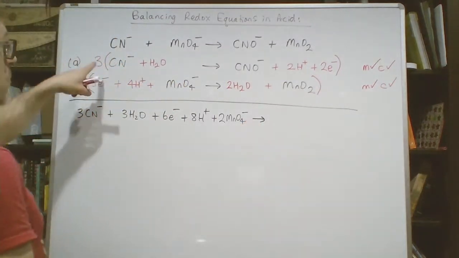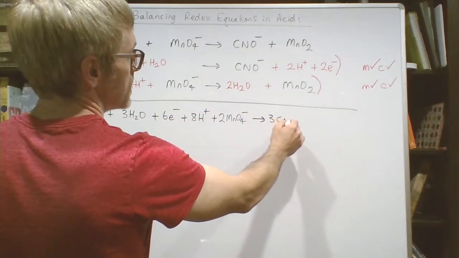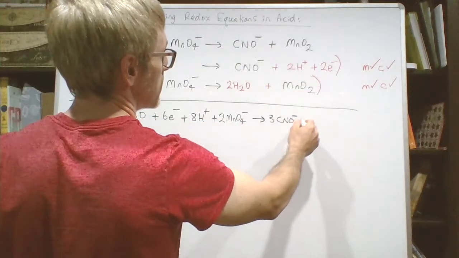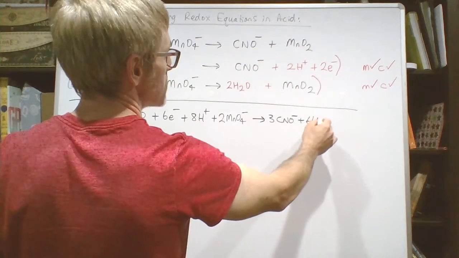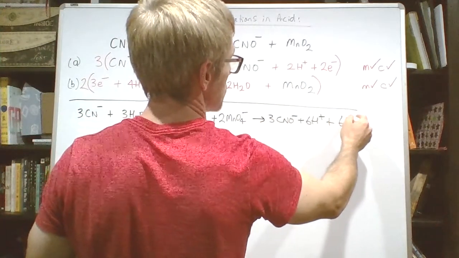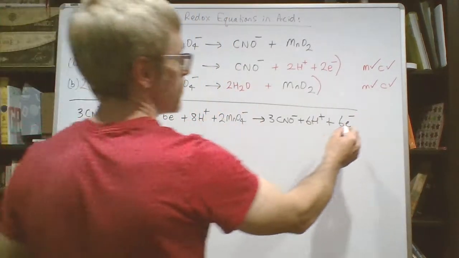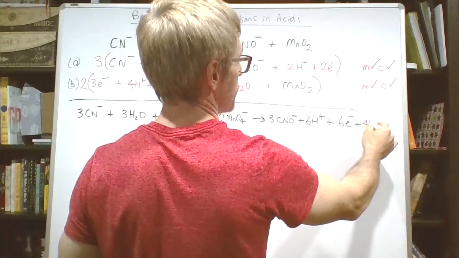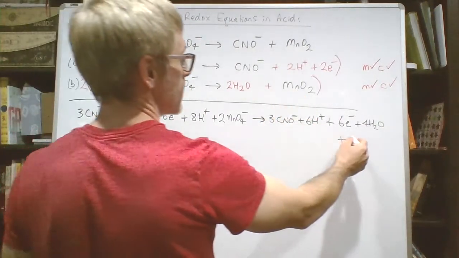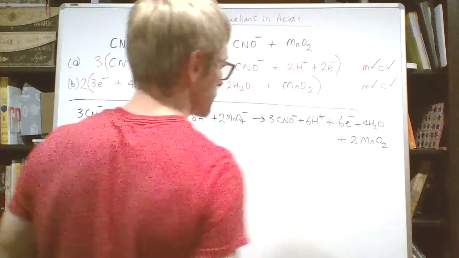Now my products, don't forget to multiply through by your coefficients. I have 3 CNO minus. 3 multiplied by 2 is 6 protons. 3 multiplied by 2 is 6 electrons. And then finally these two products, I have 2 multiplied by 2 is 4 water molecules. And then finally 2 multiplied by 1, so I have 2 manganese dioxides.